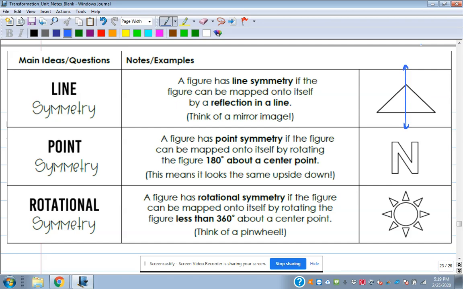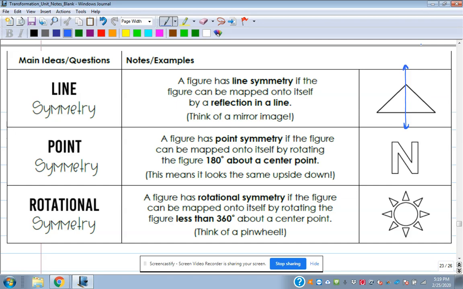If a figure can be mapped onto itself by rotating it 180 degrees around a center point, it has point symmetry. But the best way for me to explain it to you is to flip it upside down. Does it look exactly the same? The letter N upside down and right side up is the same. Capital letter N, so it has point symmetry.